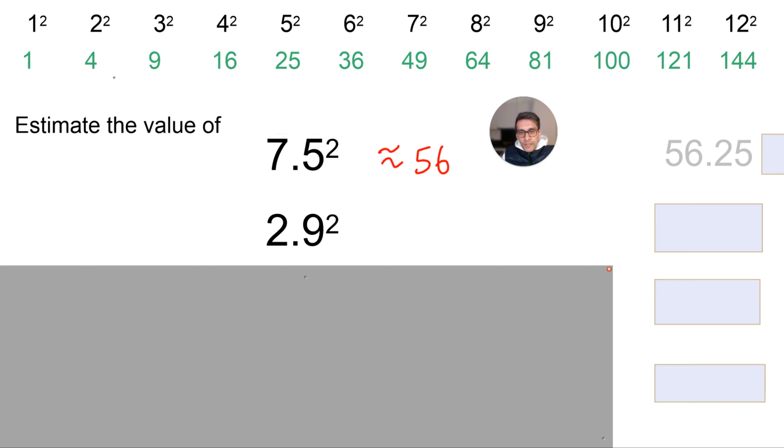Okay, so I'm going to have a go now. So we know 2 squared is 4 and 3 squared is 9. So 2.9 is quite close to 3. So 2.9 squared is going to be quite close to 9, but slightly less. So I'm going to say that this will estimate to 8.9. I'm going to say 8.7. Now let's see what the exact answer is. The exact answer is 8.41.